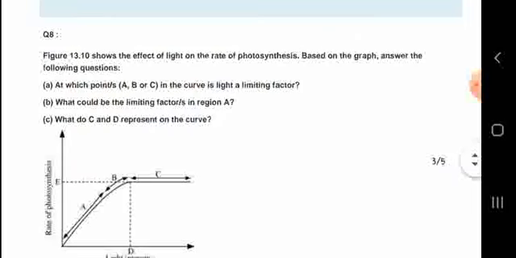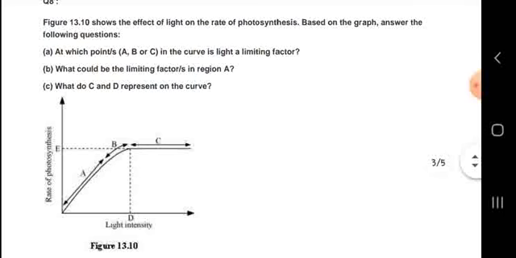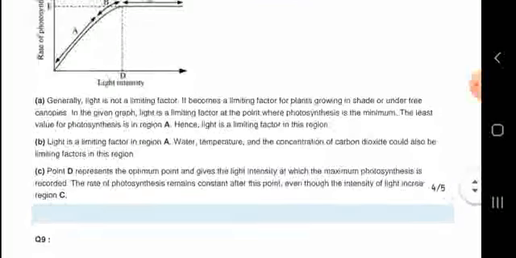Next, in this figure you can see A, with the points A, B, C, D, on the curve of light as a limiting factor. Here you can see these things in this curve.